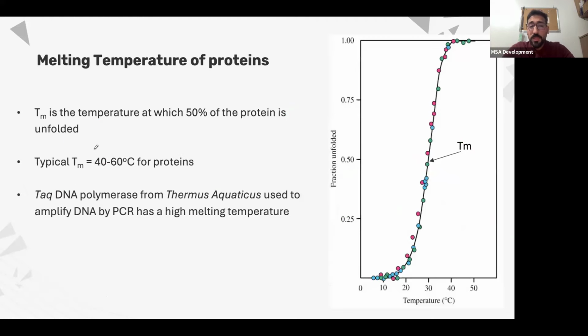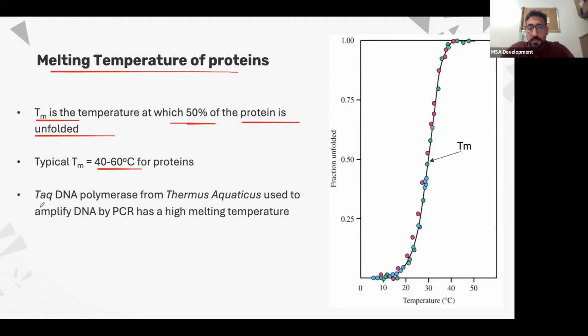Okay? Now there's a concept called the melting temperature of proteins. The melting temperature is the temperature that is needed to make 50% of the protein unfolded. It's typically from 40 to 60 Celsius. The human body's internal temperature is 36.8 to 37.3. Now, if it goes from 40 to 60, it will irritate the proteins and will start the denaturation process of the proteins.